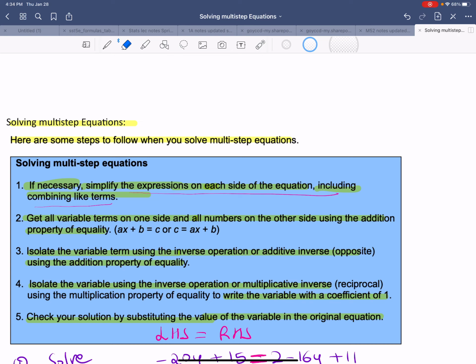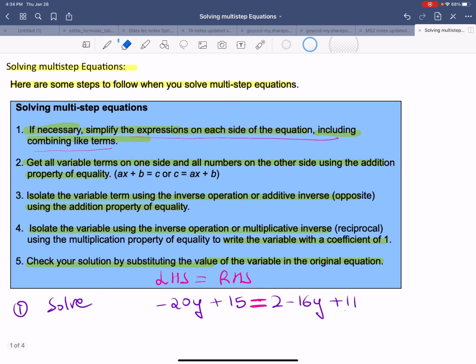In this video, we are going to solve linear equations, multi-step linear equations. So here are a few steps we need to keep in mind when we are solving the equations. The first step is, if necessary, simplify the expression on each side of the equation. So on the left-hand side and on the right-hand side, individually, if there's any parentheses, or any like terms that need to be combined, do that first.